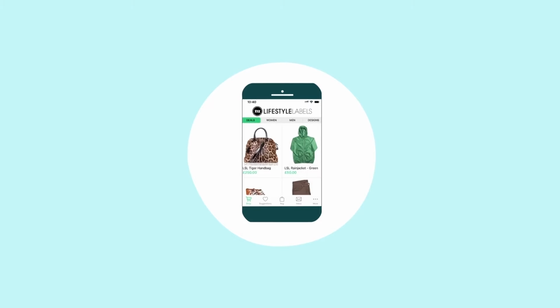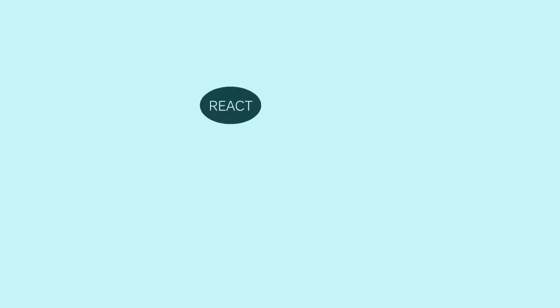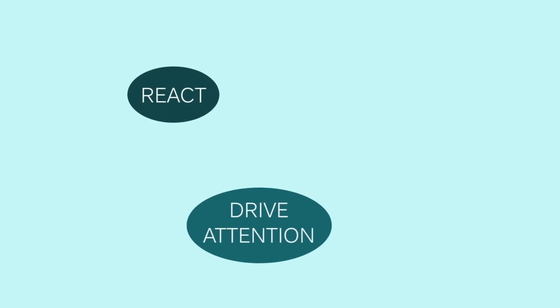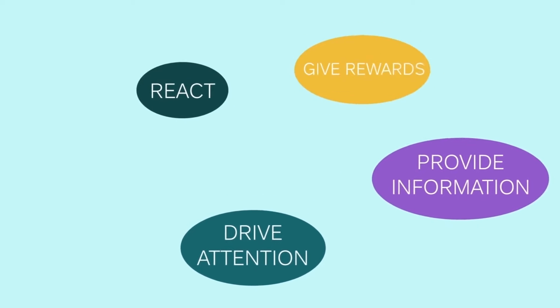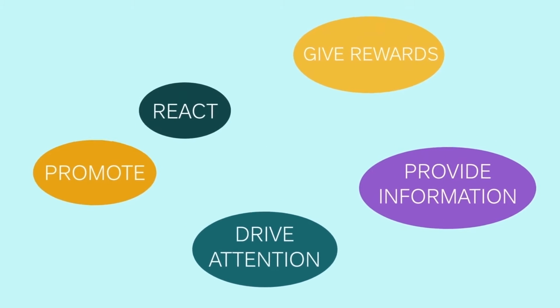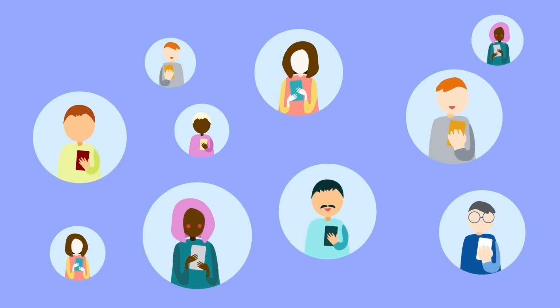Mobile Engage in-app allows you to display messages to your users within your mobile application. You can effectively react to user behavior, drive attention to particular places in the app, provide relevant information, give rewards, or promote purchases.